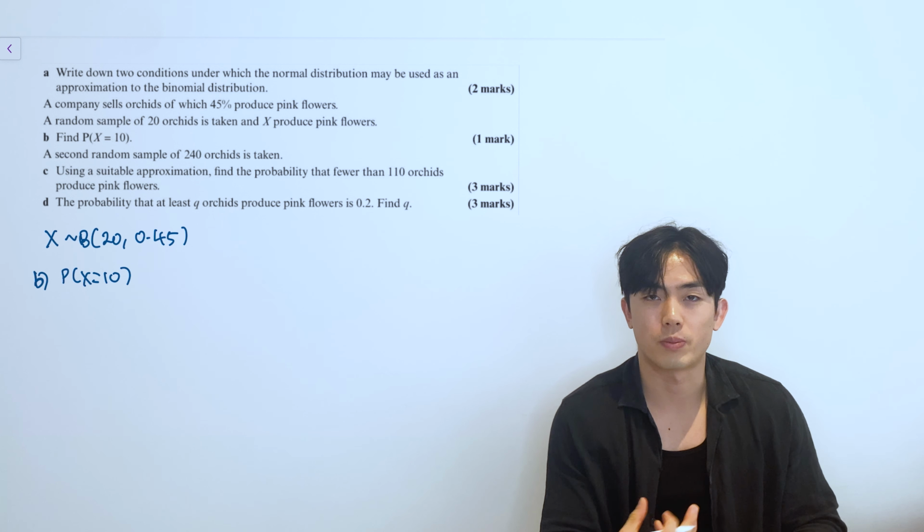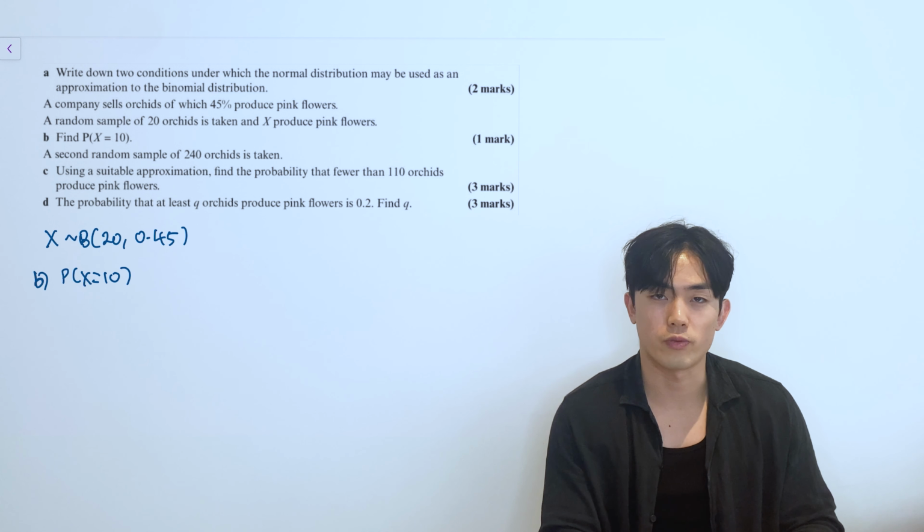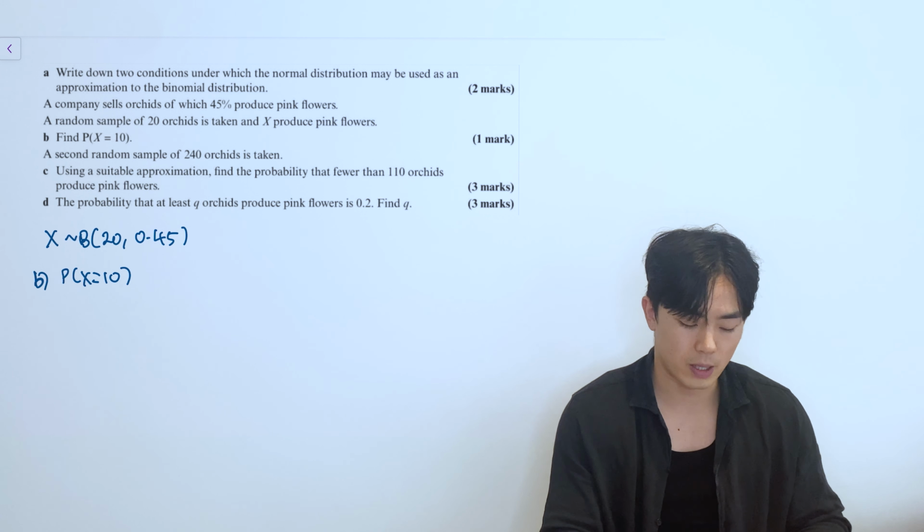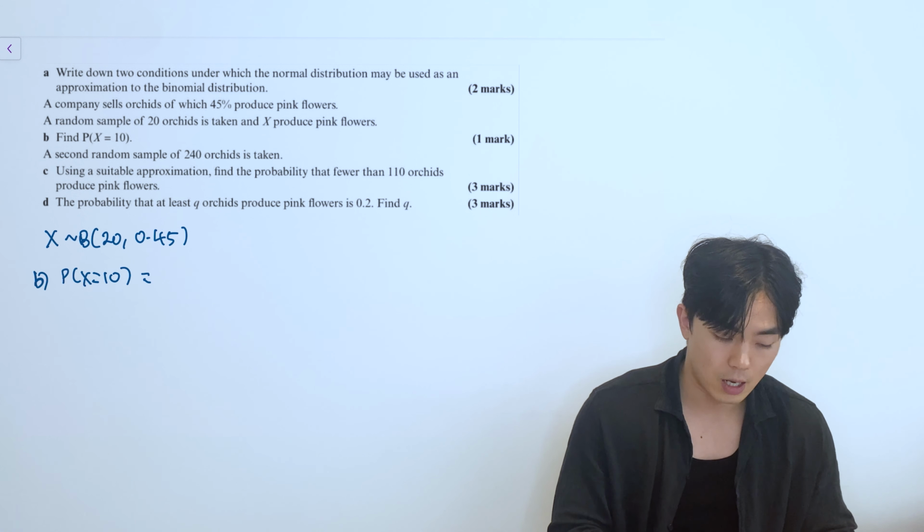At the moment, we don't have to approximate, right? Because n is quite small, it's less than 50. So therefore, we don't have to approximate. We can just use this equation or the calculator, and you should get a value of 0.1593.